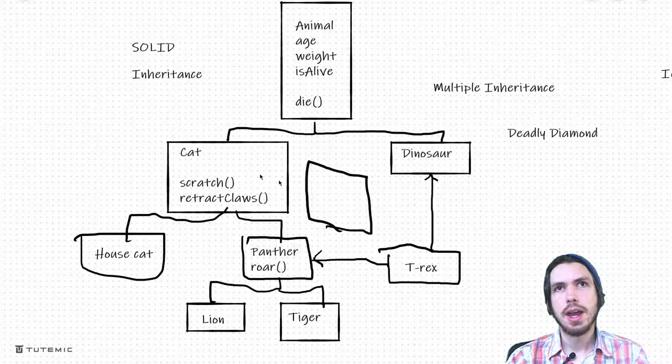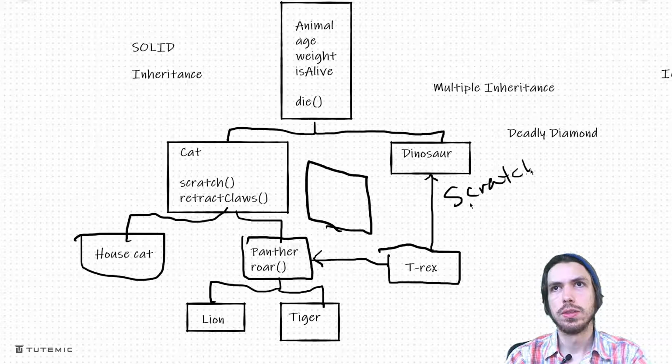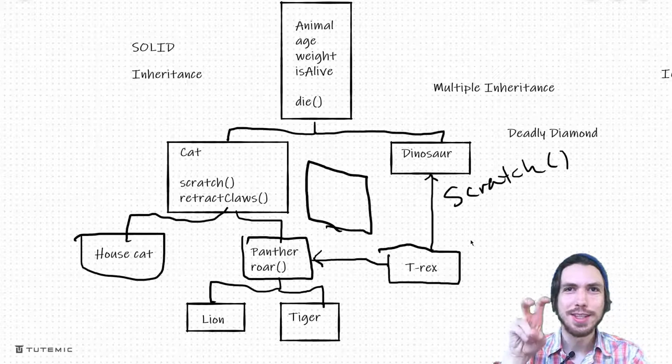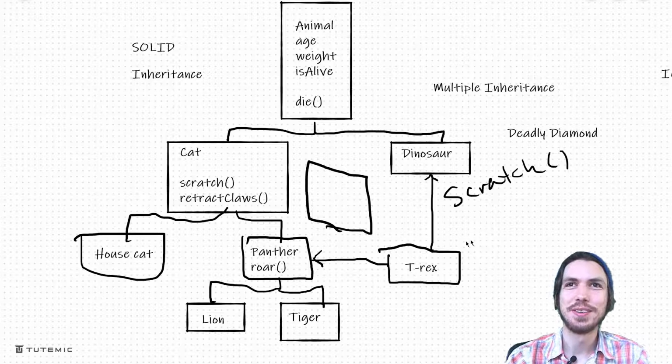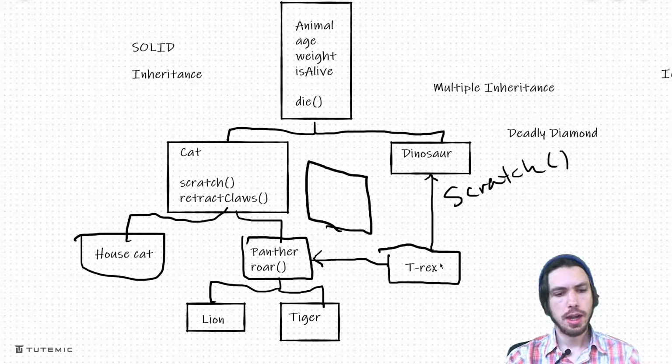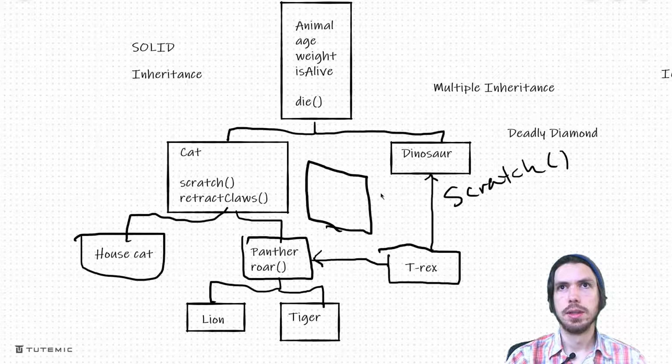If cats have some way of scratching, and let's say that dinosaurs have some way of scratching, so we've got some other kind of scratch happening up here. I don't know how a T-Rex is going to scratch with its little claws, but whatever. The point is that if it needs to call that scratch method, whose scratch is it taking? So we've created this ambiguity, and that's a huge problem. So we want to avoid this deadly diamond type of situation.